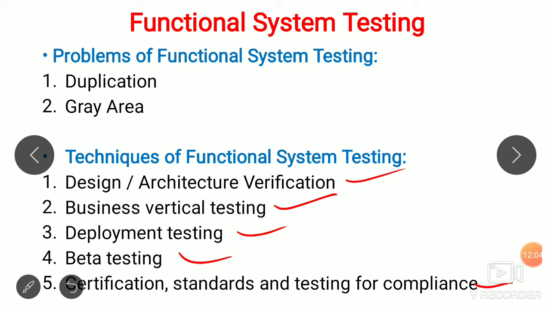Now, the next point is certification, standards and testing for compliance. See here, a product needs to be certified with the popular hardware, operating system, database and other infrastructure pieces. This is called certification testing. I will repeat, a product needs to be certified with the popular hardware, operating system, database and other infrastructure pieces. This is called certification. The sales of a product depend on whether it was certified with the popular systems or not. Now we will see the standards.